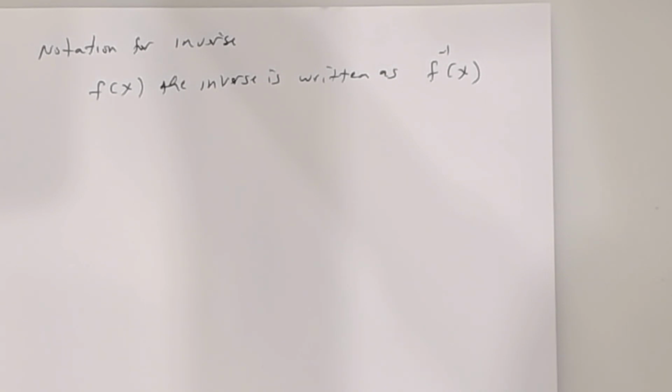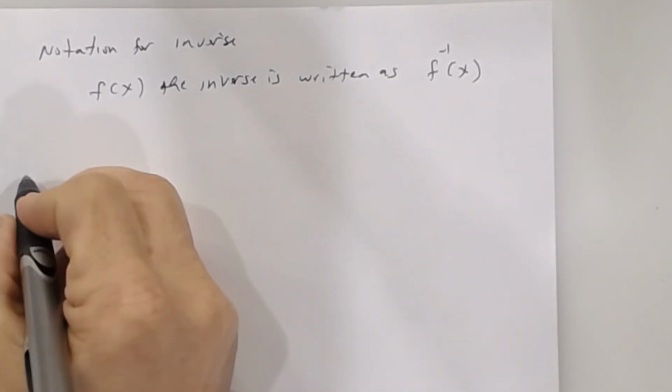See that -1? It looks like it's an exponent, right? Sure does. But it's not. So don't think of this as being f to the -1 power. That's not what that is. Don't confuse that notation with something we talked about the other day.